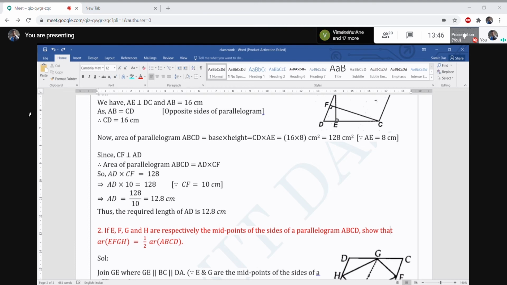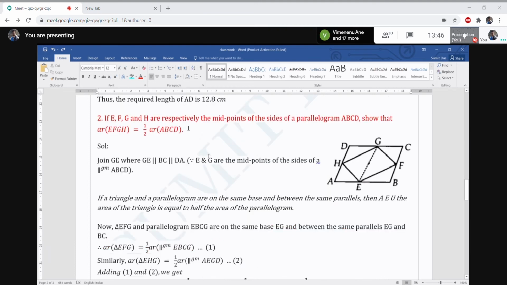Question number 2. Question number 2 is a very important question. It is saying, if E, F, G, H are respectively the midpoints of the sides of a parallelogram. You can see I drew one diagram. In this diagram you can see E, F, G, H are the midpoints of AB, BC and DC. Now what do we have to prove? We have to prove area of EFGH is equal to half of area of ABCD. If you join all the midpoints you will get this one. We have to prove this is half of the ABCD.